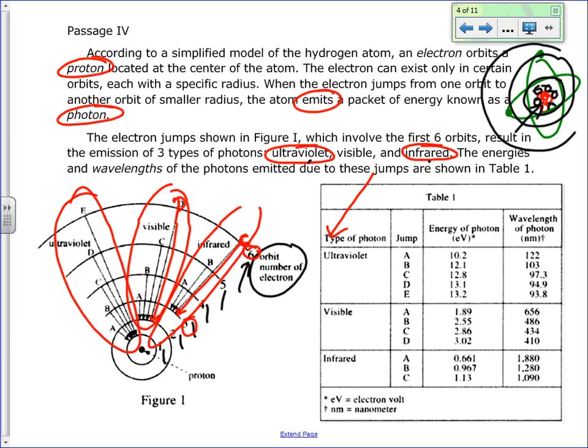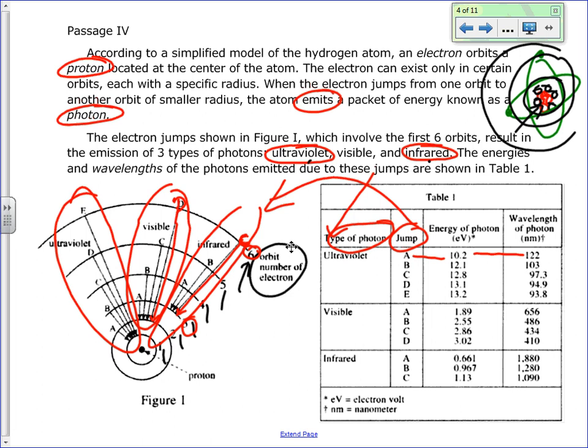The second one, the table, is much less tricky. It's actually much more straightforward in the information it gives you. We see again the types of photons are 3 types. We see the jump letter, which corresponds to the same jump letter we were looking at over there. It then tells you for each jump what was the energy released from that jump, and also what was the wavelength of light emitted from that jump.